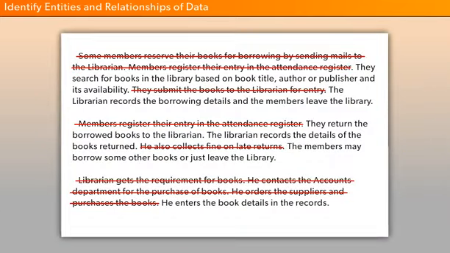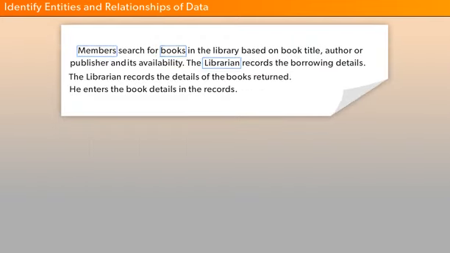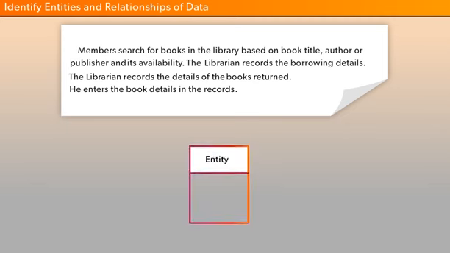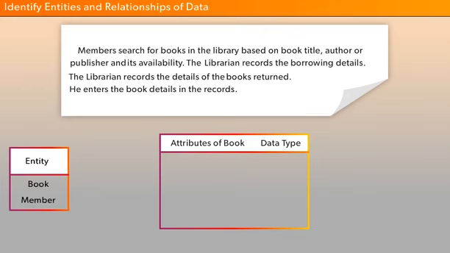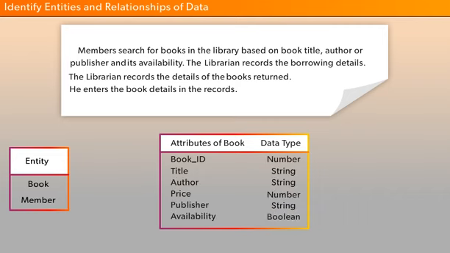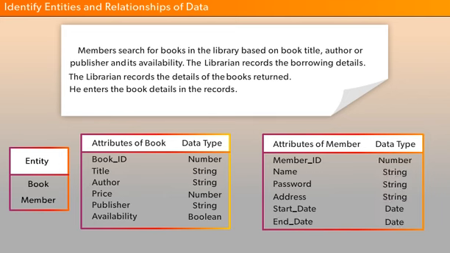From the requirements gathered in our library management system, the nouns involved, book, member, and librarian, are identified as the entity sets. However, as the librarian is also a member, the librarian entity set can be discarded. The attributes associated with the book entity set are book ID, title, author, price, publisher, and availability, while the member entity set holds the attributes member ID, name, password, address, membership start date, and membership end date.